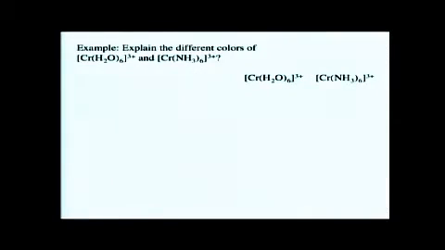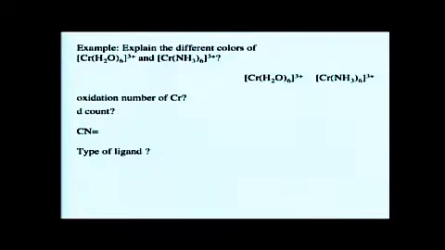Now, for another example, we're going to look at the different colors of two chromium complexes. First, what is the oxidation number of chromium in the water complex here? And what about over here with NH3 ligands? +3 and +3. And what is our d count? Do you know what group chromium is in? 6. 6 minus 3 is 3. So we have a d3 system.